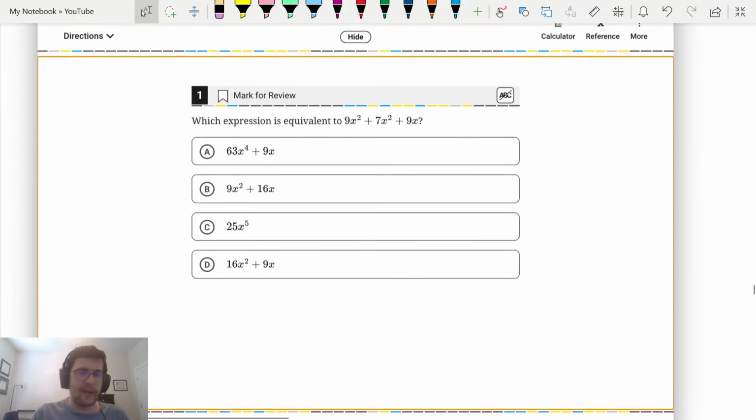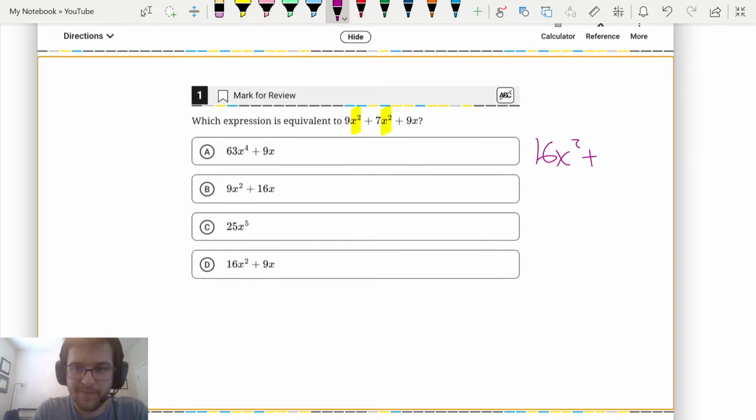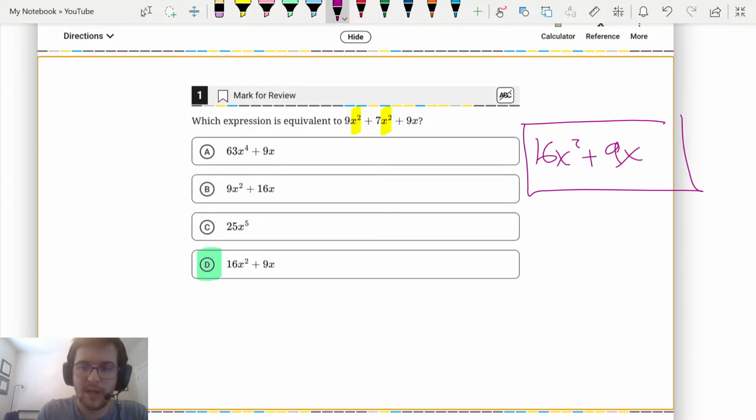Okay, so we have to combine the like terms. So see how x squared and x squared matches? That means we can combine them. So 9 plus 7 is 16, so 16x squared plus 9x. And we see that is answer choice D. So the letters and powers have to match for two terms to be like terms. So when you have two like terms, you can combine them via addition or subtraction, depending on what the problem looks like.